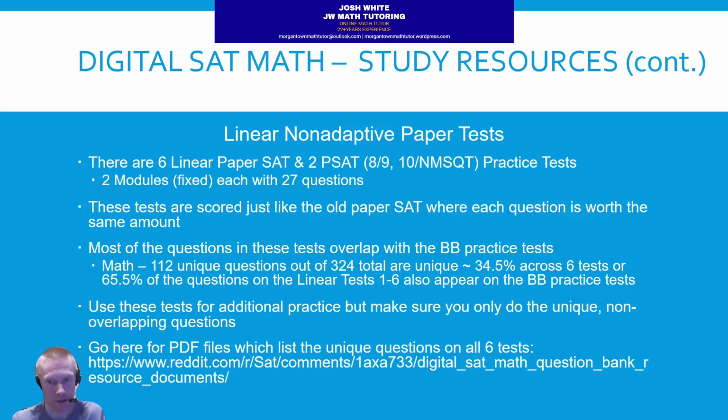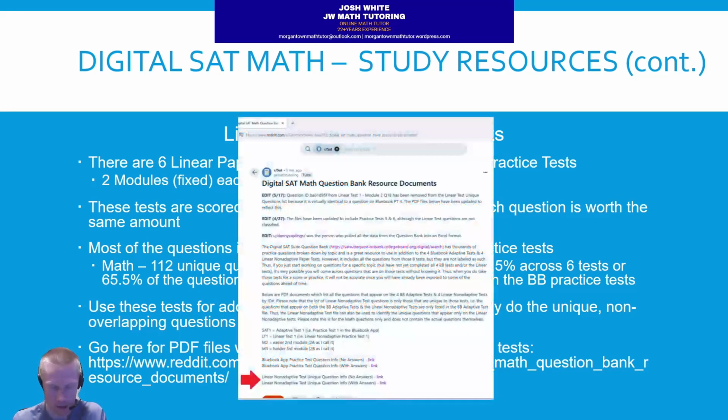Now, how do you tell which questions are the ones that are unique and don't overlap? Great question. So I made some PDF files based on data that another tutor had extracted from the question bank. And essentially, if you go to the link provided here, and again, this will be in the description of the video, just from a post on Reddit, there are PDF files at that link, and those PDF files show you all of the unique questions, i.e. the questions on the linear paper tests, which are not in Bluebook, okay? And there's a file with answers and a file without answers, but that is what you use to determine which questions to do from the linear non-adaptive paper tests.